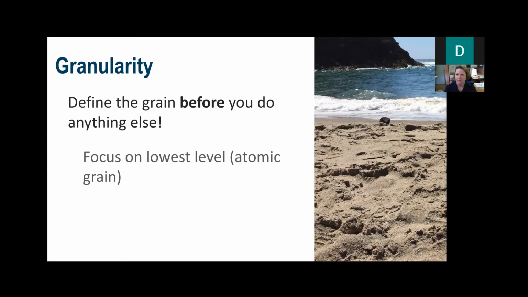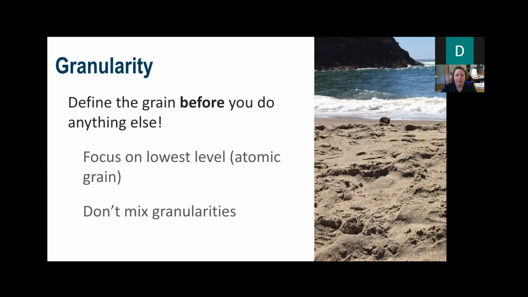So when we talk about measuring things by time, is our lowest level going to be by year? Is it going to be by quarter? Is it going to be by month, week, day? That's what we need to figure out. We want to get to the lowest level we possibly can to make sure that we can roll things up. It's always easy to roll things up, but we can't always unfold things once they're rolled up. So you want to focus on the lowest level.